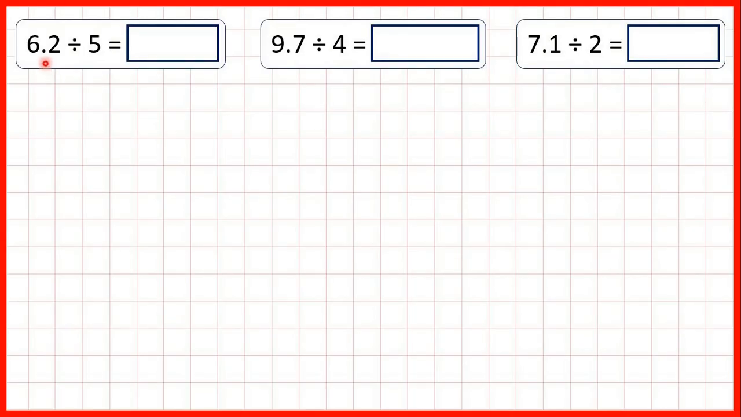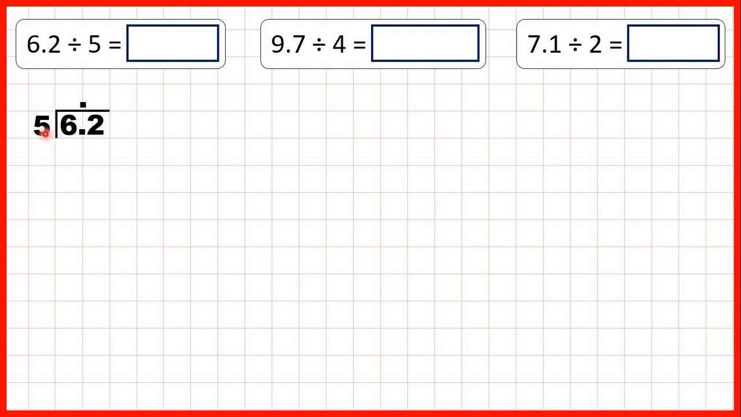Now we're dividing a decimal with tenths by a whole number, but when we do that we'll get a remainder, so we'll need to extend our dividend into further place values. So first we have 6.2 divided by 5. We can set this out as a short division, and we need to remember to copy up the decimal point into our answer.